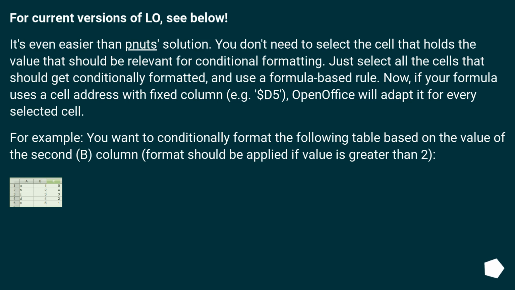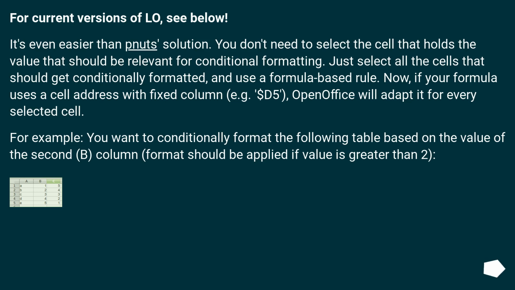For current versions of LO, see below. It's even easier than Peanut's solution. You don't need to select the cell that holds the value that should be relevant for conditional formatting. Just select all the cells that should get conditionally formatted, and use a formula-based rule.